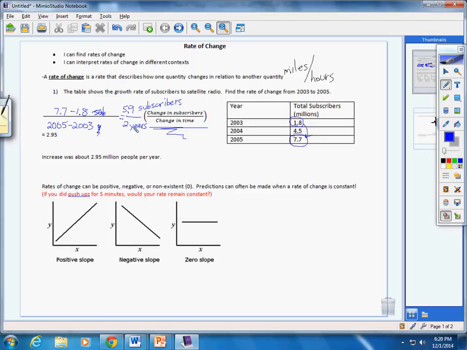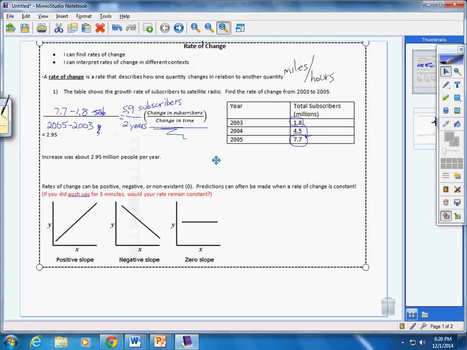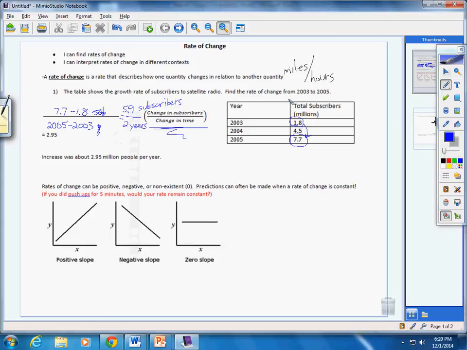We don't like hearing that, though. We like hearing per 1 year, or per 1 hour, or my car drives 31 miles per 1 gallon. So we want to find the unit rate. That means our denominator, we want it to be 1, right? Okay? So very simply, we just do 5.9 divided by 2, and we end up with about this thing right here. 2.95 million subscribers, or million people, per 1 year.